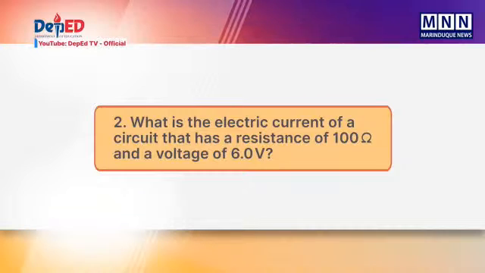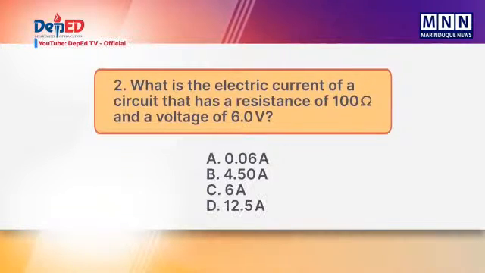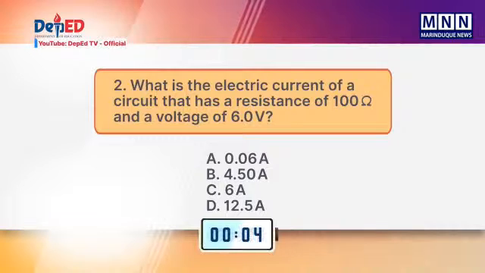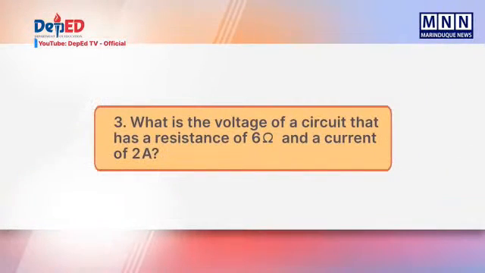What is the electric current of a circuit that has a resistance of 100 ohms and a voltage of 6 volts? A. 0.06 amperes. B. 4.50 amperes. C. 6 amperes. Or D. 12.5 amperes. The correct answer is A. 0.06 amperes.